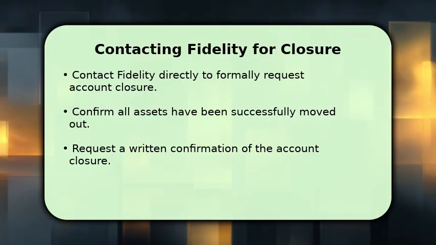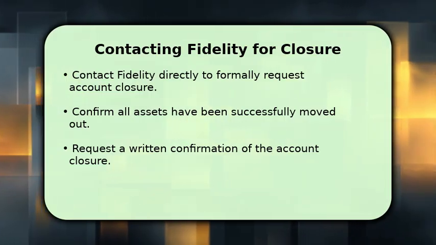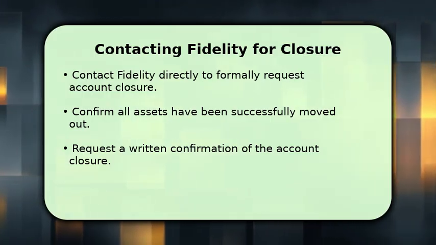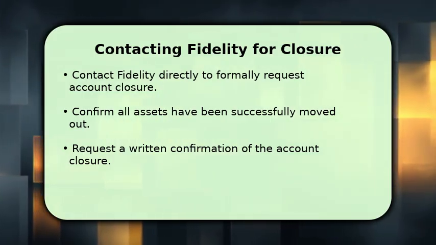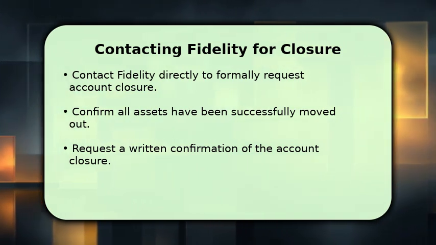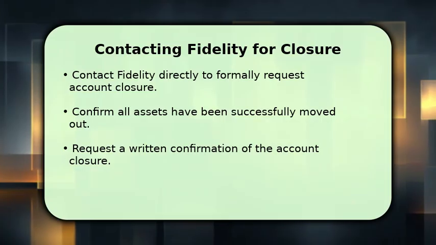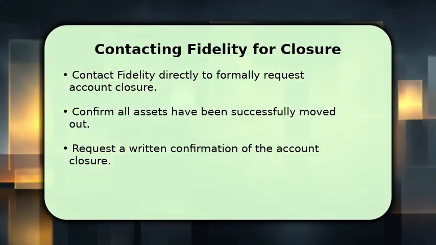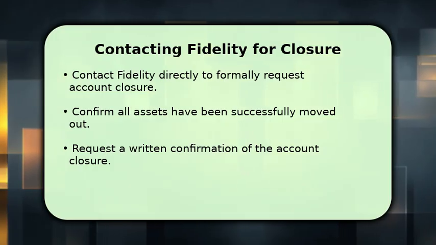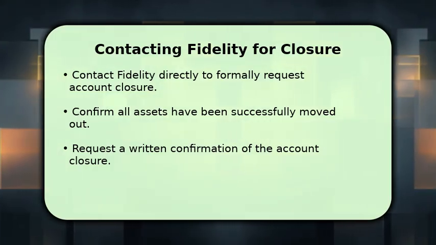Once your assets are transferred, contact Fidelity directly to formally request the account closure. You can typically do this by phone, through their secure messaging system, or by visiting a local branch. It's important to confirm with a representative that all your assets have successfully moved out and that the account balance is zero. Always request a written confirmation of the account closure for your records.